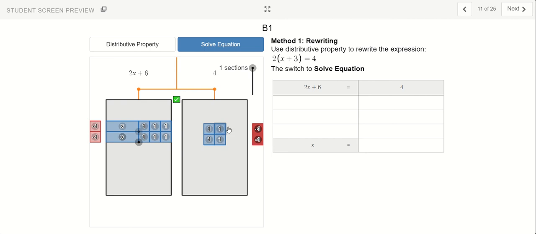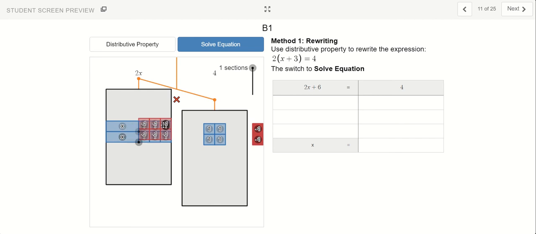So from here, to get rid of positive 6, another way of getting rid of positive 6 is by using negative 6 to cancel it out. So I can use negative 6 to cancel out those positive 6. Then I can also use negative 6 over here to cancel out this side to keep it balanced. Okay.